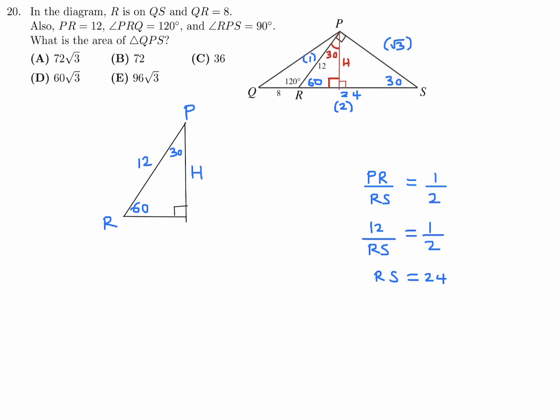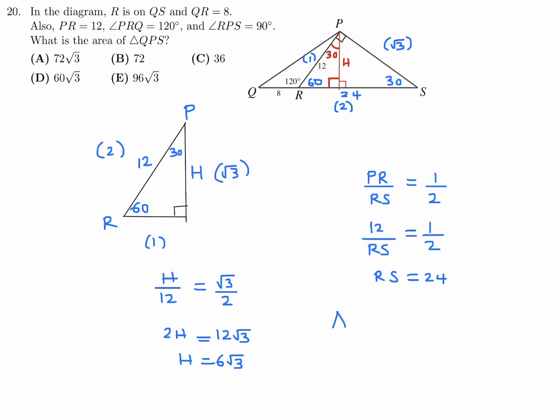And I can do that with the ratio of the sides, which are 1, 2, and root 3, like that. So H over 12 is equivalent to root 3 over 2. Okay? So that means that 2H is equal to 12 root 3, and therefore H is equal to 6 root 3.